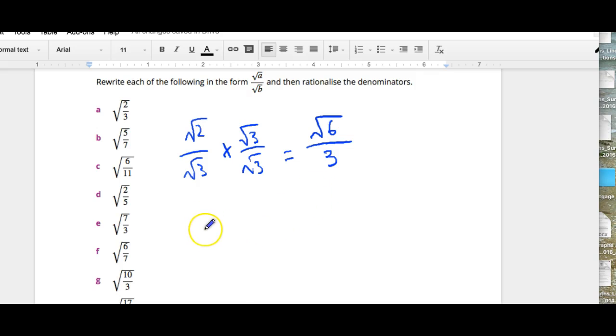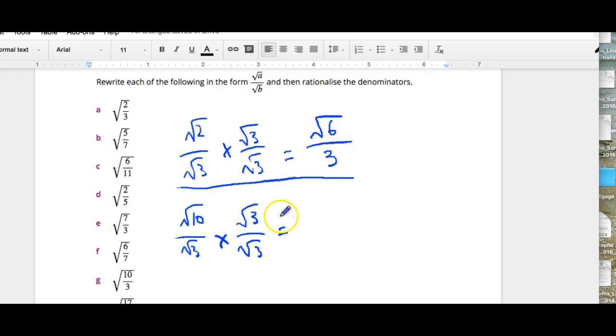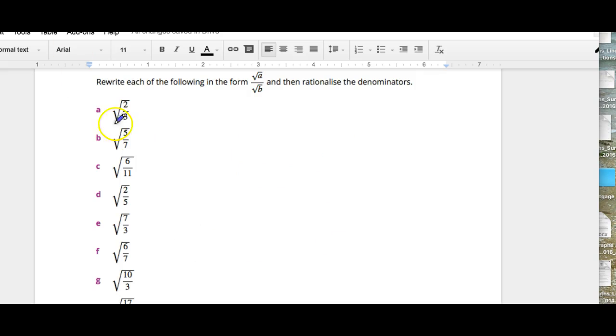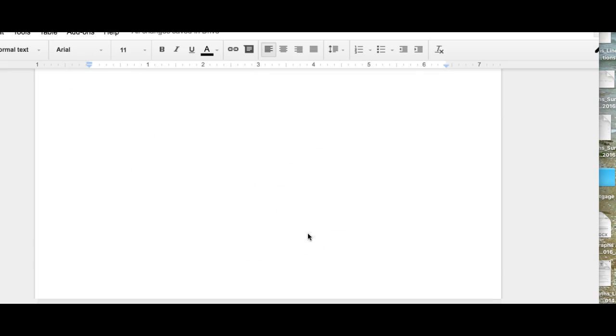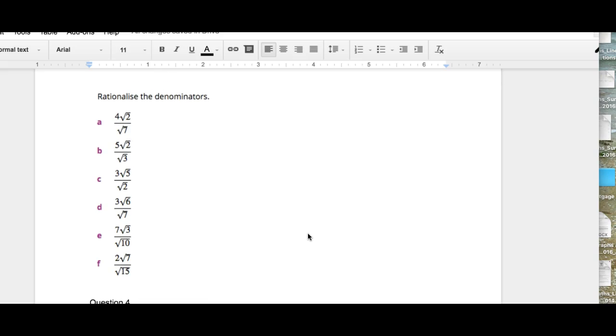Let's do maybe question G. So this time we have the square root of 10 over the square root of 3. So 10 times 3 is 30. And then we have 3 times 3. Oh, sorry, root 3 times root 3 is just 3. And sometimes this number can be cancelled, but 30 can't be cancelled. There's no perfect square that goes into 30. All right, let's move on. I think there's another question down. Yep. So I think there's 2 more questions.